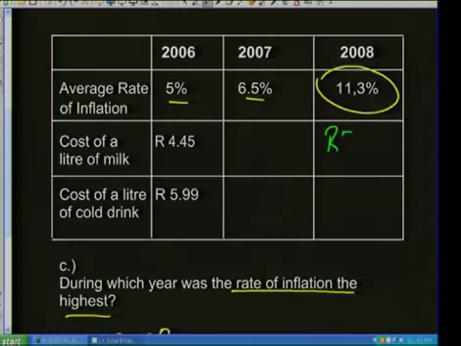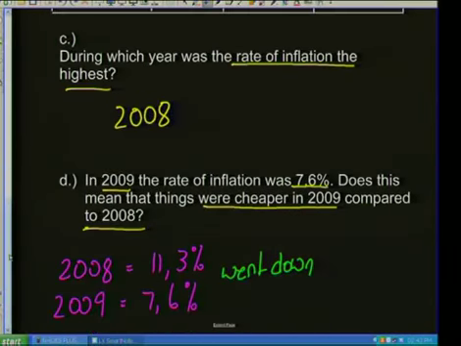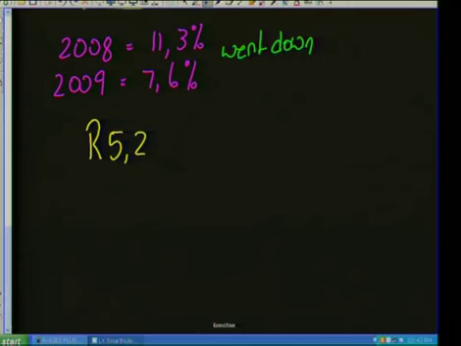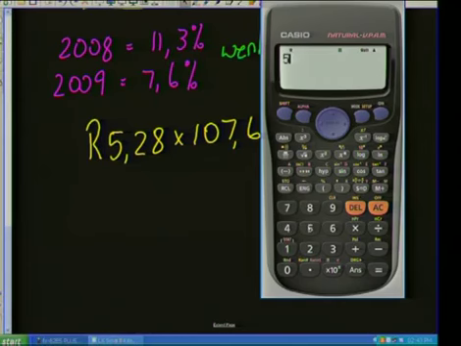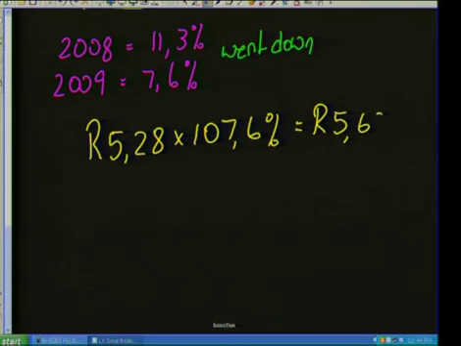So if I take my 5 Rand 28 and now work out my inflation for 2009, I take my 5 Rand 28 and I work it out as 107.6%. Am I going to get an amount that's bigger or smaller? I'm going to get one that's higher. So let's just check that out. I've got 5.28 times 107.6%, and I see that it's 5 Rand 68. So what I'm going to be paying now is 5 Rand 68.